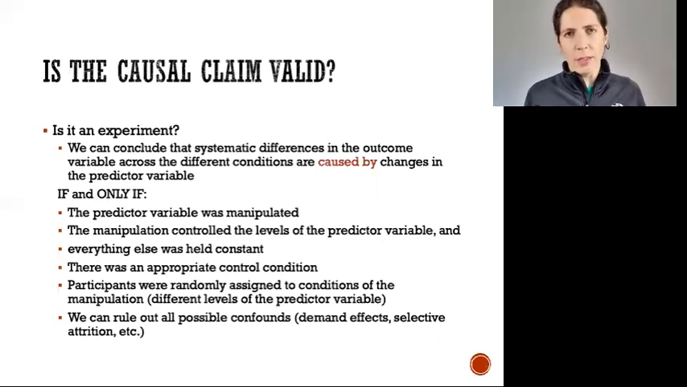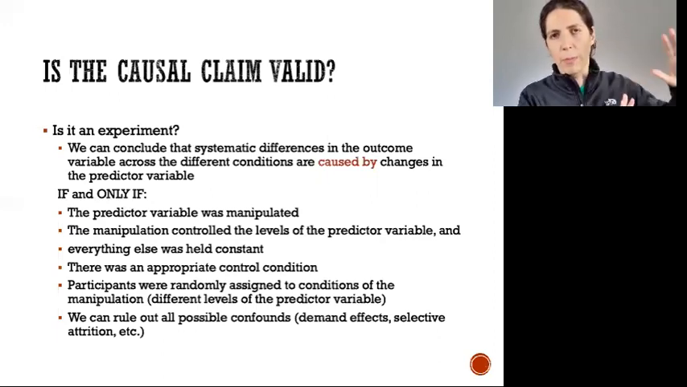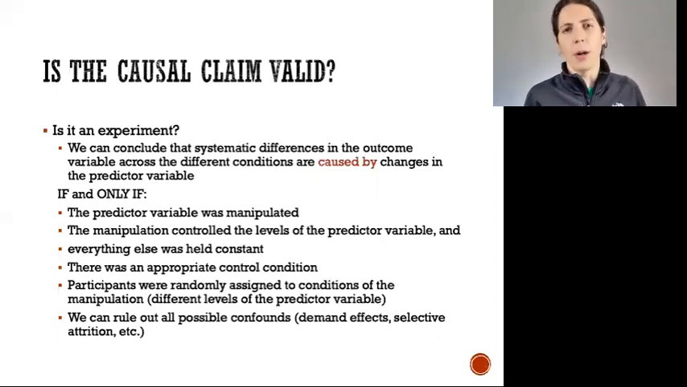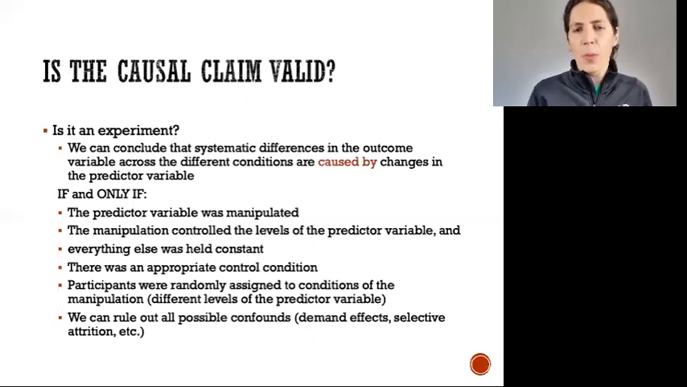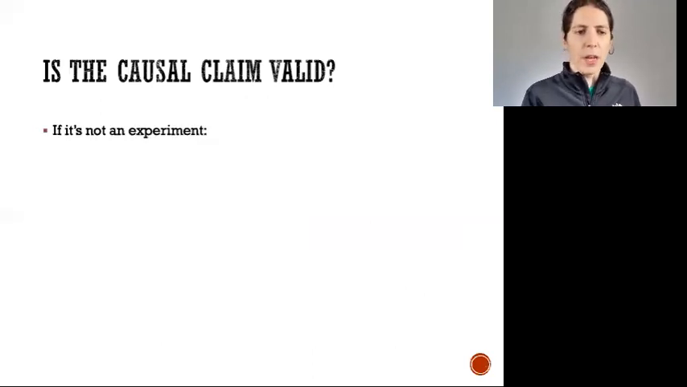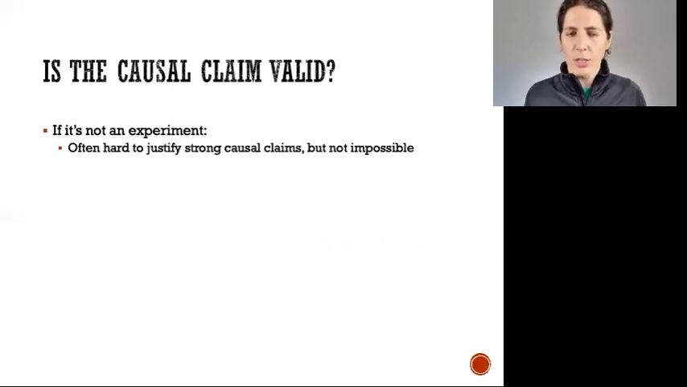So in the context of an experimental study, it's okay to make a causal claim as long as many of these assumptions and many others are met. This is just a preliminary list of some of the more common threats to internal validity in the case of experiments. What about non-experimental studies? If it's not an experiment, it's often hard to justify causal claims, but not impossible. Even though you've heard the mantra, correlation does not equal causation, we can still sometimes make causal inferences from correlational or observational data, but we have to be really, really careful.